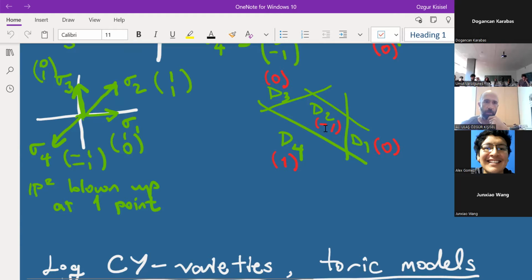And likewise, d3 squared and d1 squared are 0 because this (1, 1) and (-1, -1) are now aligned. So they add up to 0, leaving 0 for d3 and d1 squared, which is also in accordance with the fact that in P2, if you take the 2 lines, which have self-intersection 1, obviously, and do a blow-up, the blow-up decreases their self-intersections by 1 each.